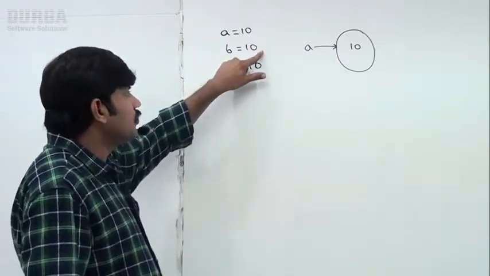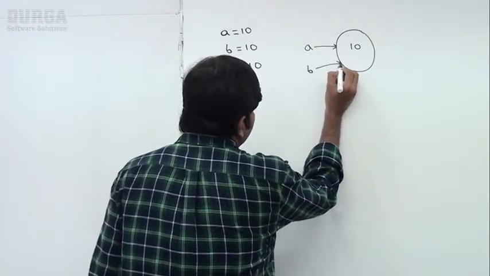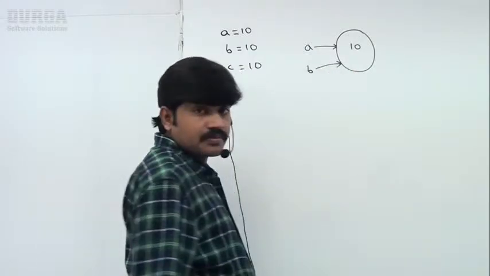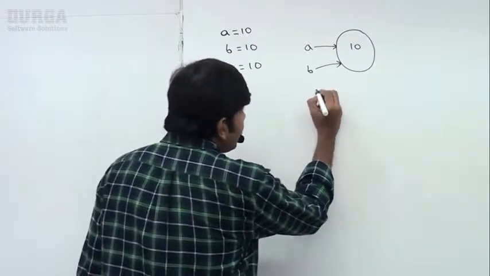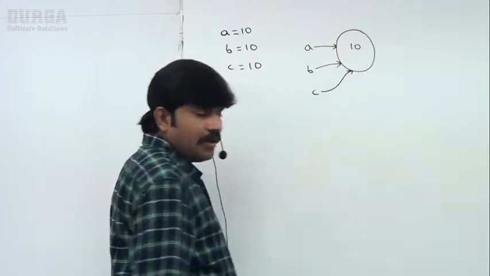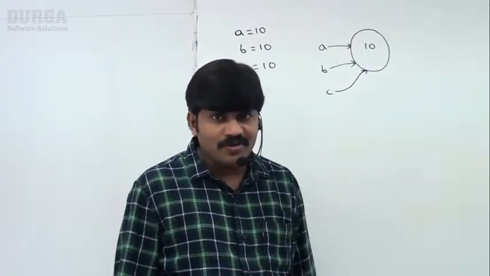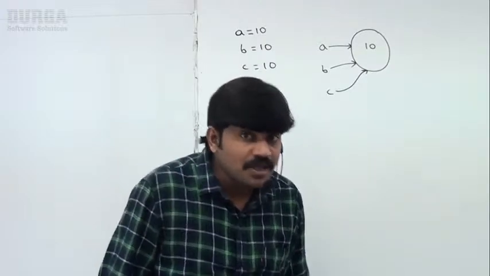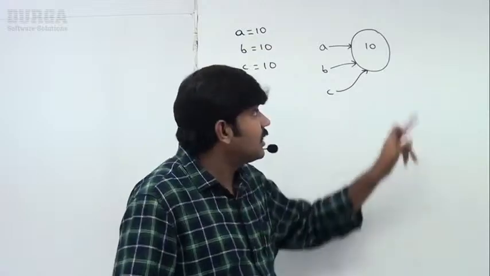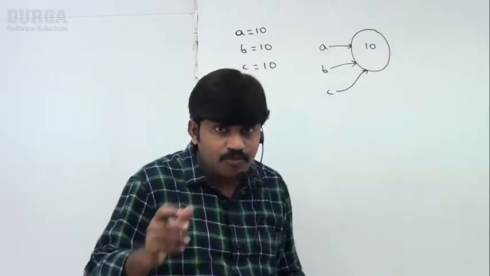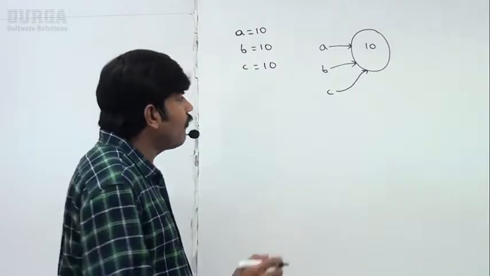So b is equal to 10: 10 is already there, and now b is also pointing to that object. Similarly, c is equal to 10, and c is also pointing to that object. a, b, c: so total how many objects are there? Only one object. But how many reference variables are there? 3 reference variables pointing to the same object. This is object reusability. Where is the proof for that?